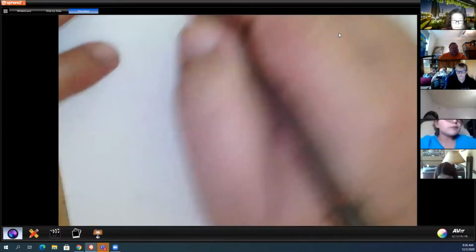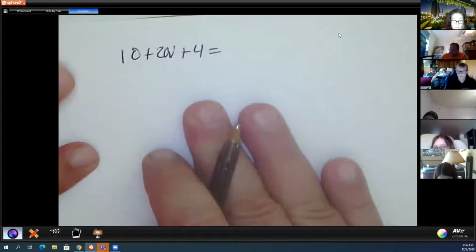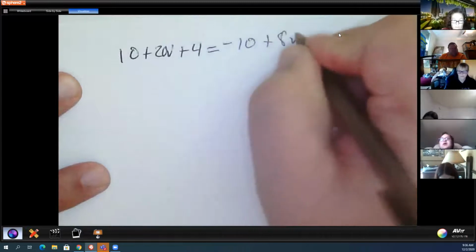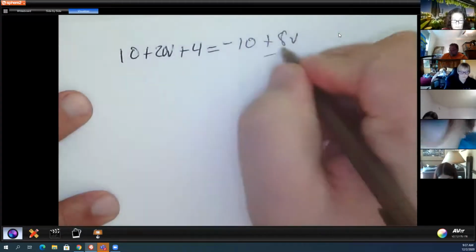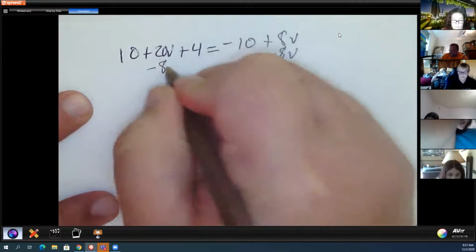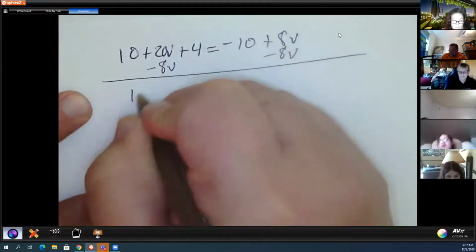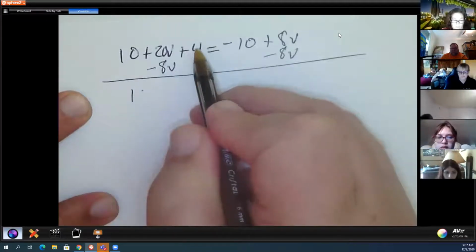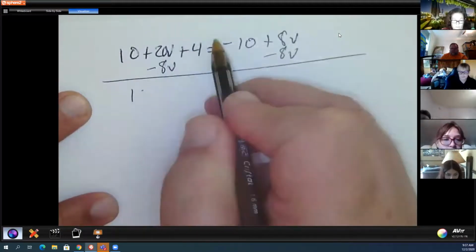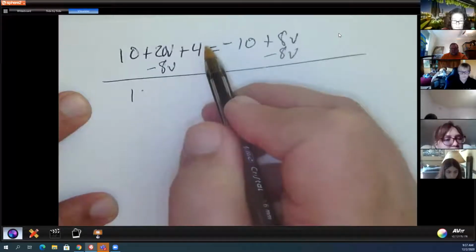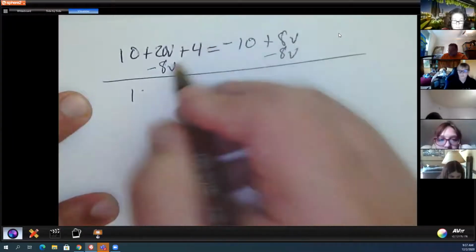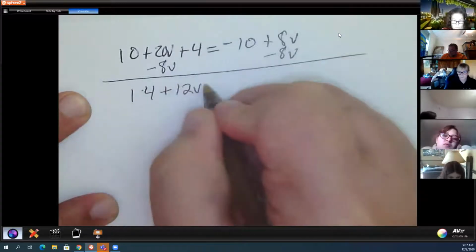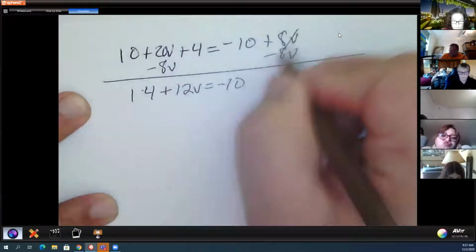All right, so let's do this one. So remember, I'm going to subtract 8v. And now, are you okay with me adding 10 and 4 and getting 14 right here without doing another step? Are we cool with that? That's a pretty easy one to do. I'm going to simplify it right now. And then remember, these two go away.